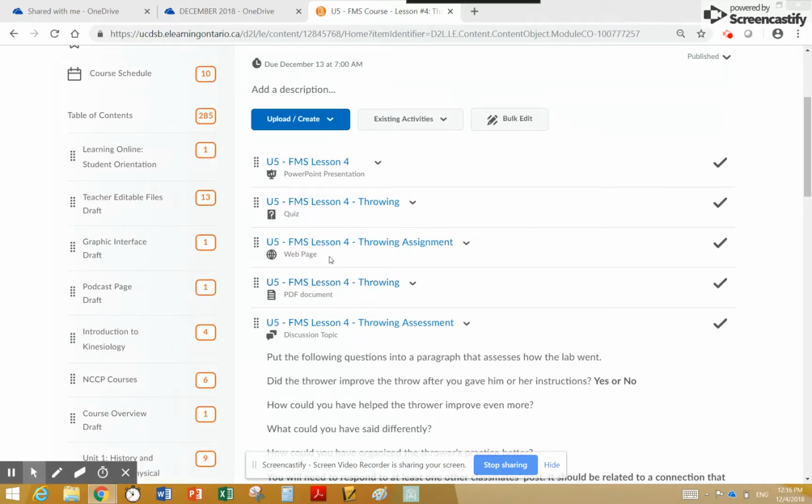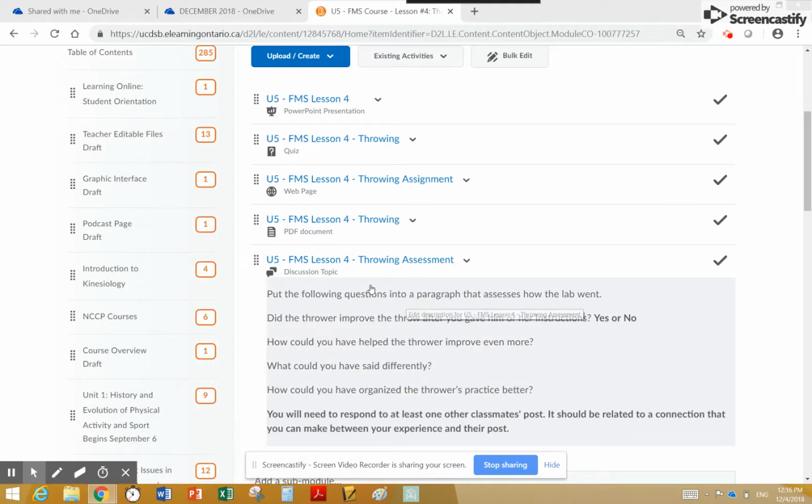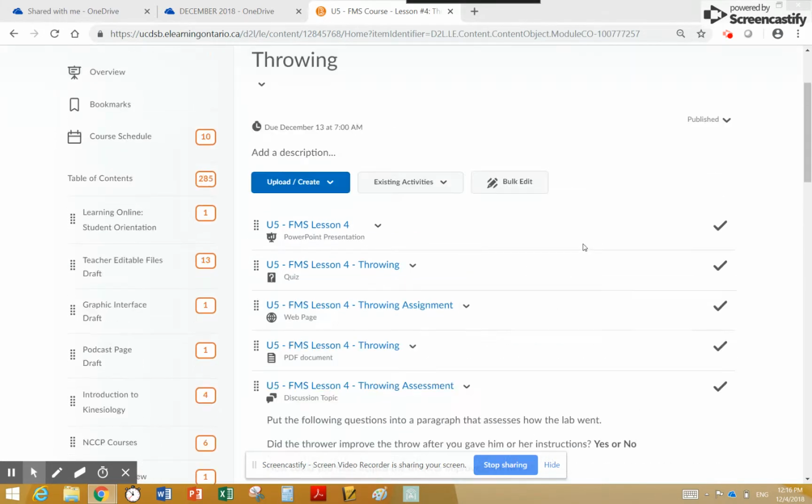And so this can all be used to help you out. And then after your assignment is done, there's an assessment that you have to do in the discussion. And this is based on, again, you have to get some volunteers to help you complete, I guess you could call it a lab, basically, that's related to throwing.